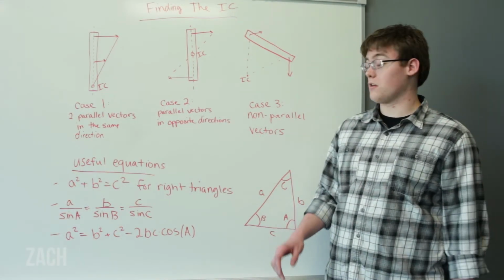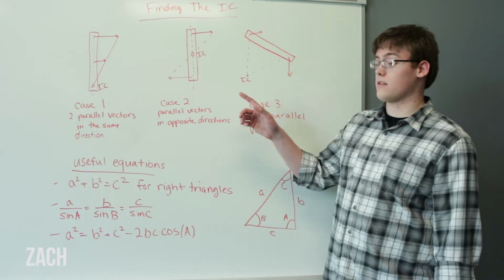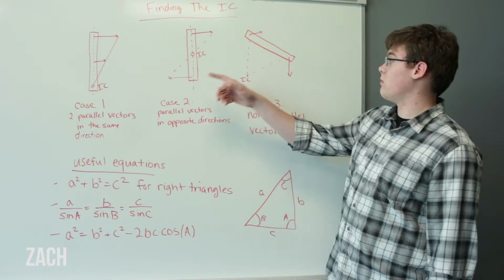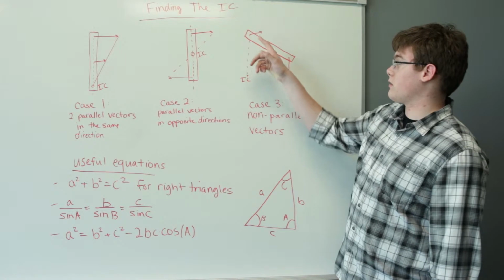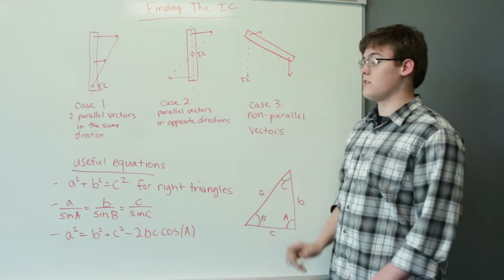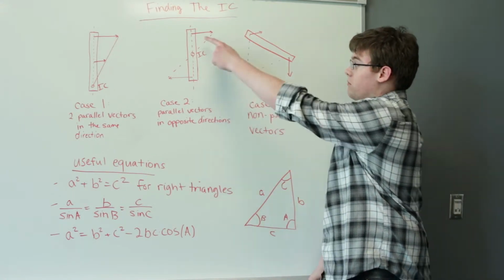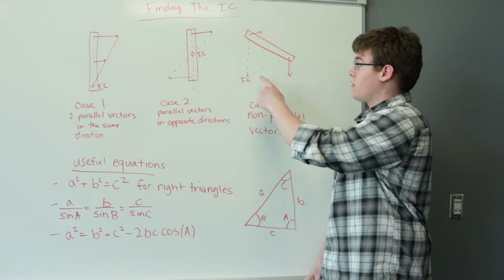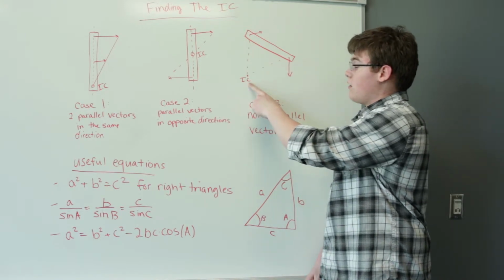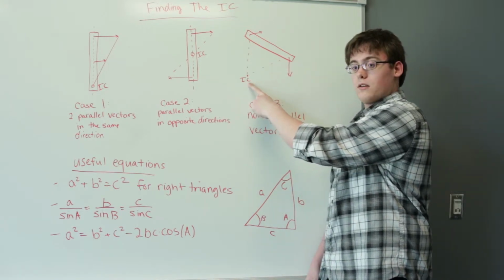Hi, I'm Zach, and I'm going to show you the third case. The third case is when we don't have two velocity vectors that are in parallel directions. In this case, you'll just do the same thing where you draw a perpendicular line from each velocity vector, and where they meet is the instantaneous center of zero velocity.